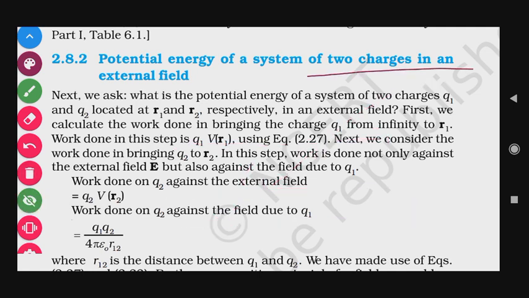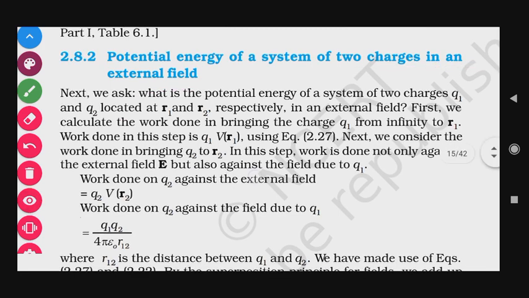In this video we'll discuss article number 2.8.2, potential energy of a system of two charges in an external field. In my previous video I explained what is the potential energy of a charge in an external field. Now next we ask what is the potential energy of a system of two charges q1 and q2 located at r1 and r2 respectively in an external field.